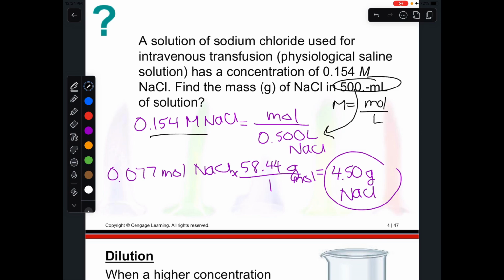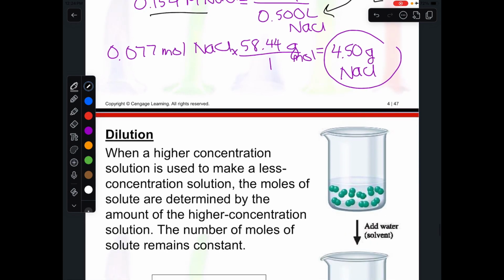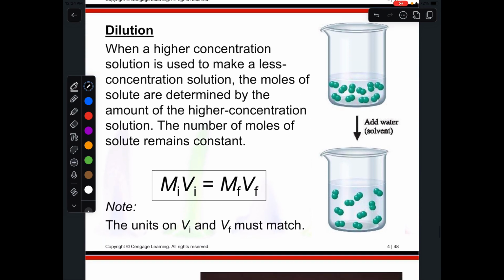So just to review how you'd create a solution, you would weigh out your 4.50 grams of the NaCl using a balance. You'd go ahead and put it into some sort of volumetric flask, most likely a 500 mL, and you would put enough water for it to dissolve, and then once the solid is dissolved, you'd fill it up to the meniscus hitting that etched line, and then you would invert 10 times, okay? And therefore, you would have the most accurate 0.154 molarity solution of NaCl.